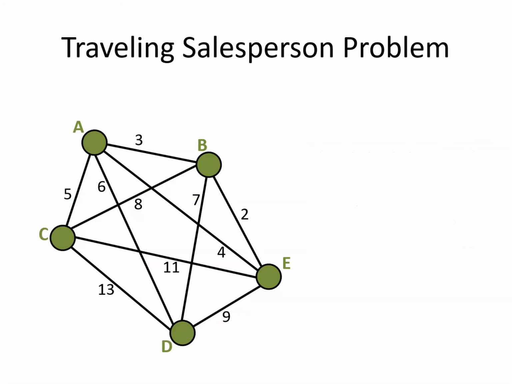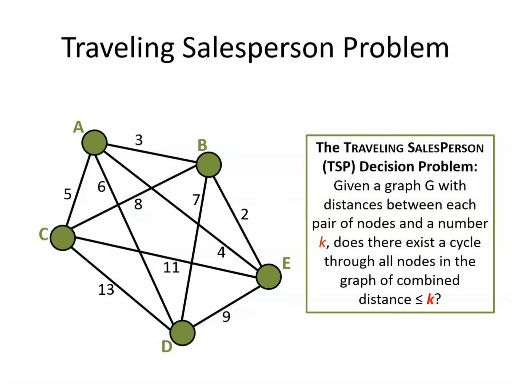The traveling salesperson decision problem goes like this. Given a graph G, with distances between each pair of nodes, as before, and some number k, does there exist a tour or cycle through all nodes that has combined distance less than or equal to k?